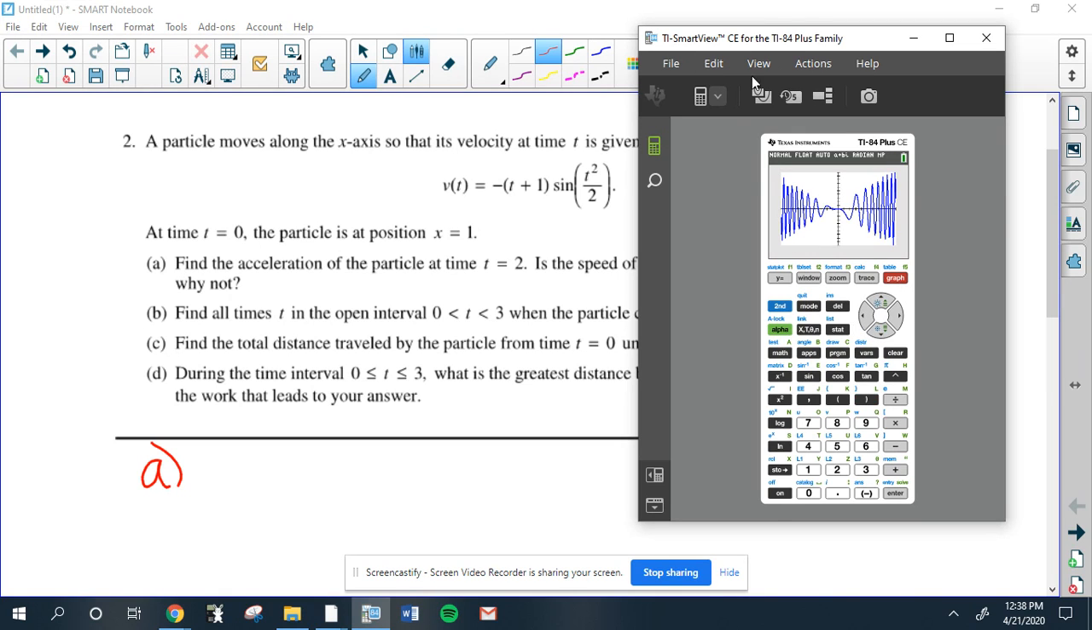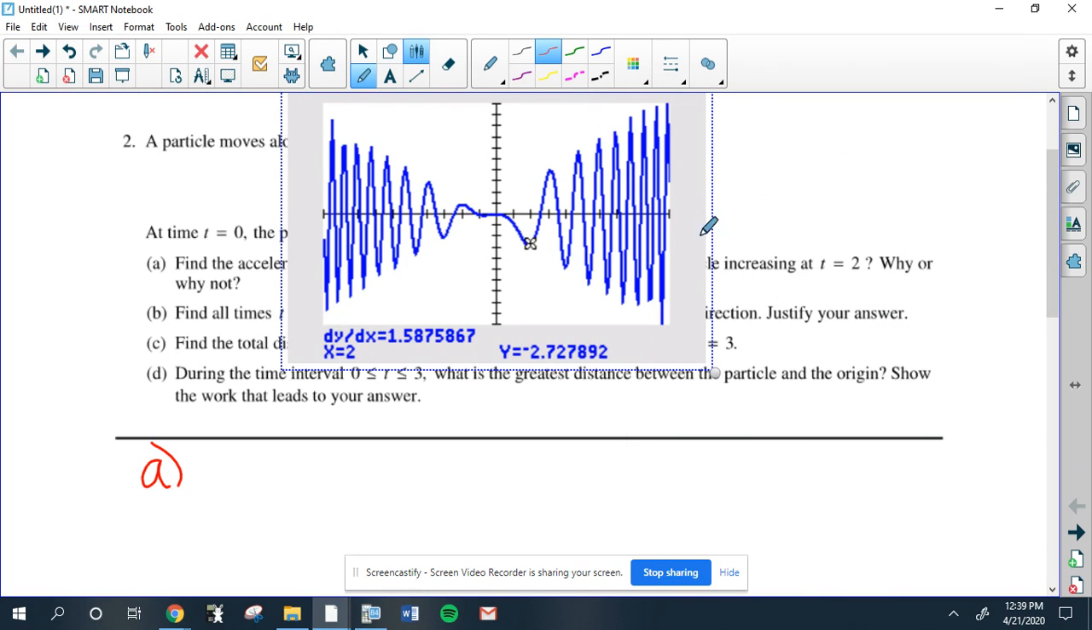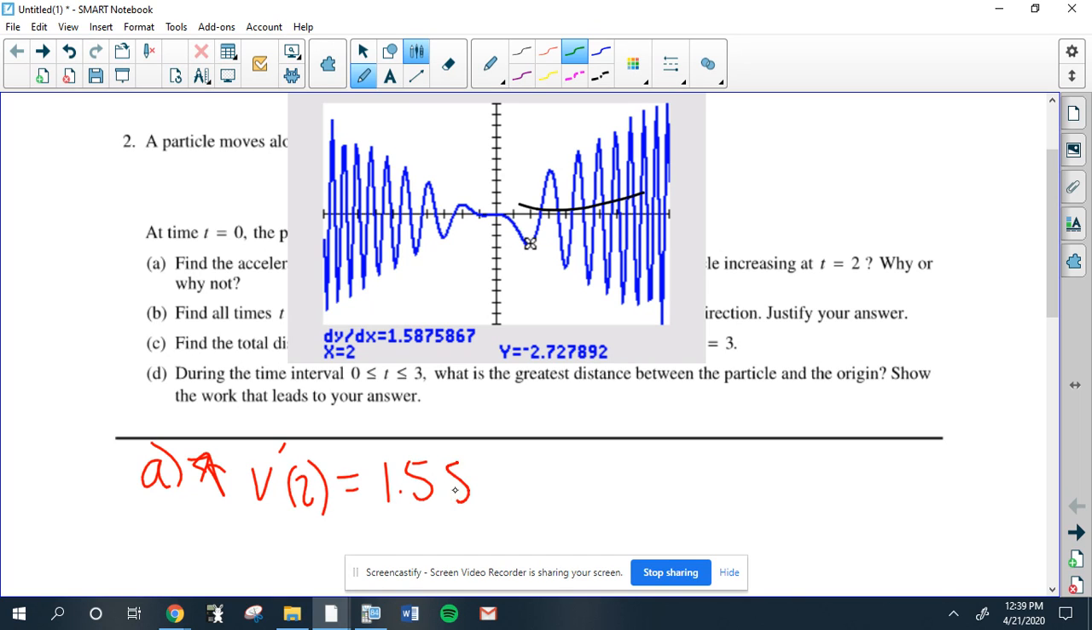Now the acceleration at t equals 2 is the derivative of velocity at t equals 2. So you just hit second calc 6, type in 2, and that is your answer. So here's all the work you would need to show. V prime of 2 equals 1.587.